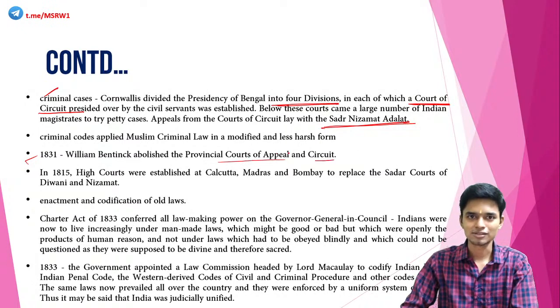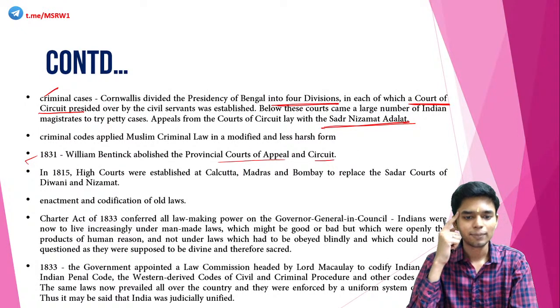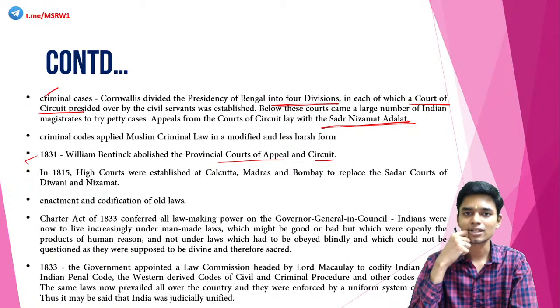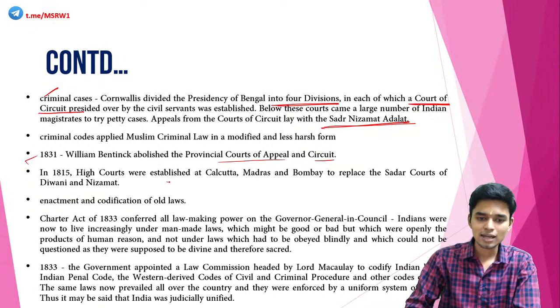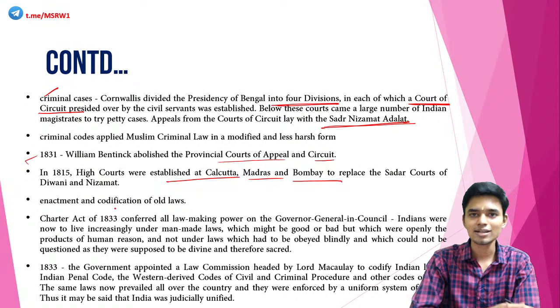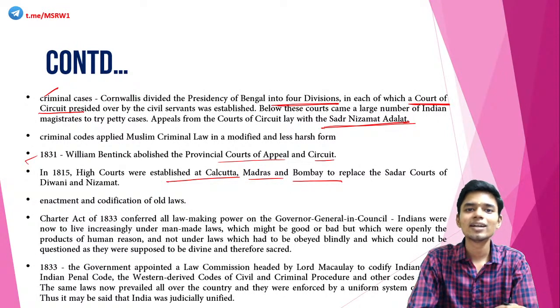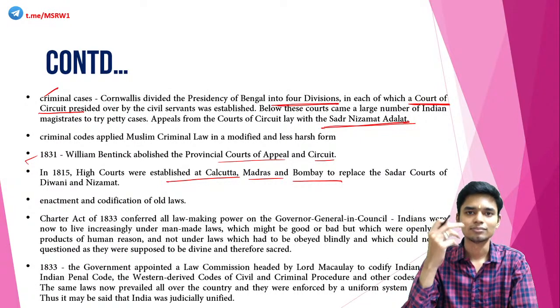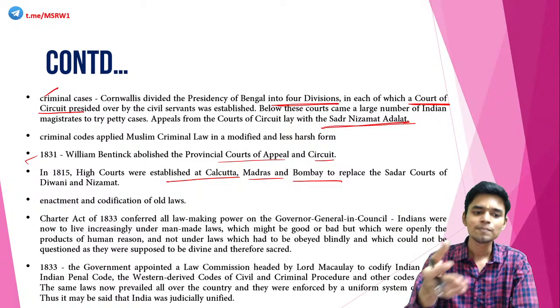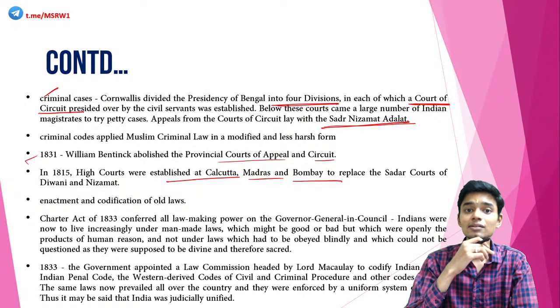This is a prelims question. Which Governor General abolished the provincial courts of appeal and circuit? It was done by William Bentinck in 1831. In 1815, high courts were established at Calcutta, Madras and Bombay to replace the Sadar courts of Divani and Nizamat. The Sadar Divani Adalat and Sadar Nizamat Adalat were both replaced by high courts in the year 1815.